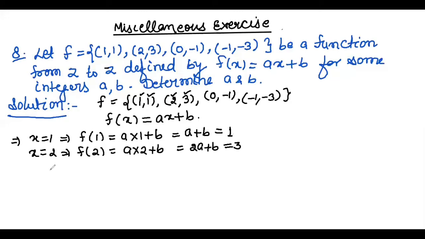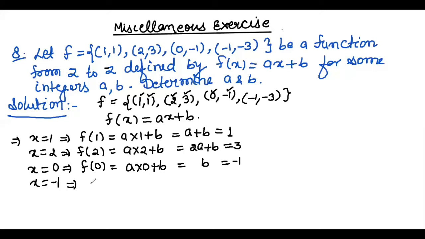Then x = 0: f(0) = a into 0 plus b, so we get b, and the image is -1. Now x = -1: f(-1) = a into -1 plus b, so -a + b, and for -1 the image is -3. So these are the values.